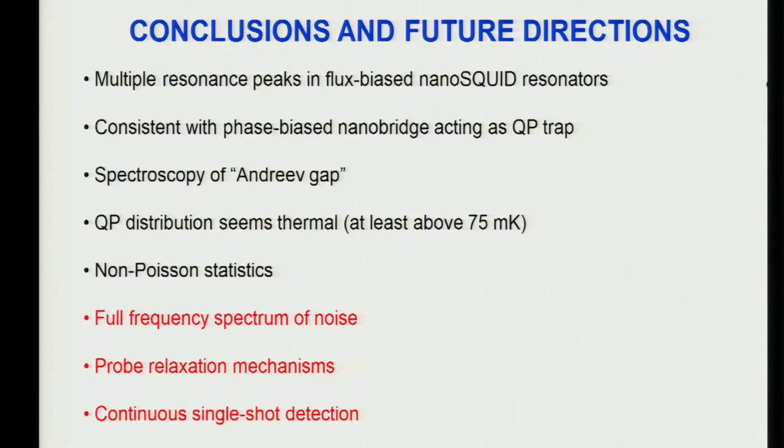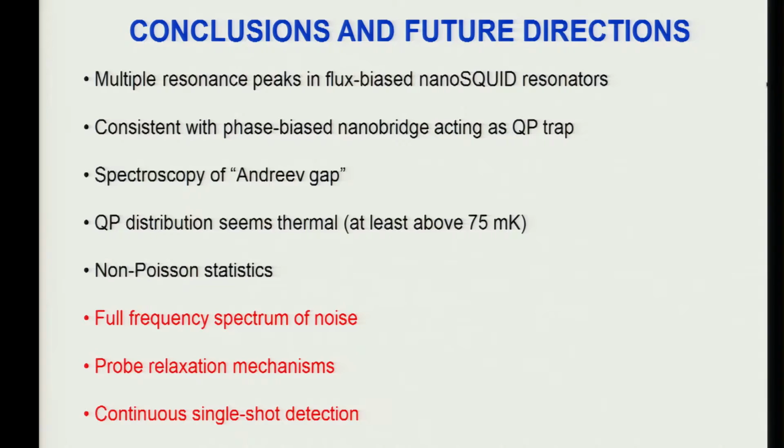So in summary, what we observed were multiple resonance peaks in a very simple circuit, just a flux-biased SQUID oscillator, but made with a nanoSQUID. This seemed to be rather consistent with the structure acting as a quasi-particle trap under flux bias or phase bias, simply because of the Andreev level structure, which we verified in spectroscopy, right? And roughly around the same time, the Saclay folks put out their beautiful experiments that Christian also talked about in the morning.